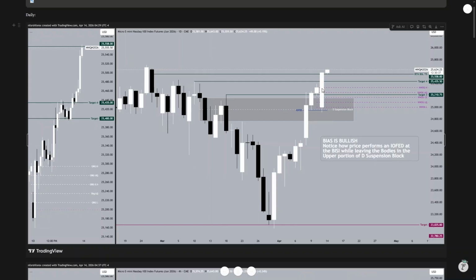So price also gapped down. The close was here on Friday last week. Price opened this week right here. So that's a gap down. We're looking for full gap closure, from new week opening gap low when we see price trade to new week opening gap high, and then maybe the buy side targets, which we saw get hit. So the narrative was looking for higher prices with very strong bullish order flow signatures like this institutional order flow entry. The bodies are staying in the upper half of the daily suspension block.